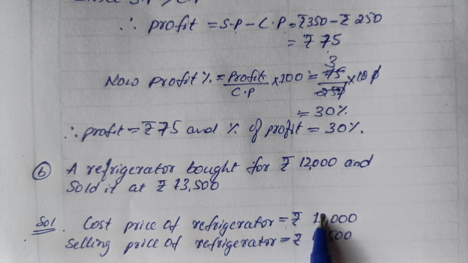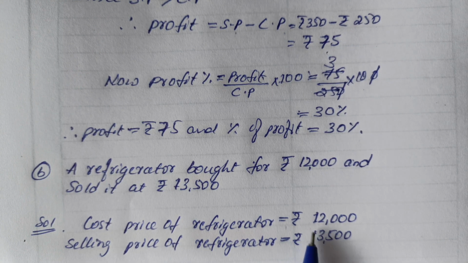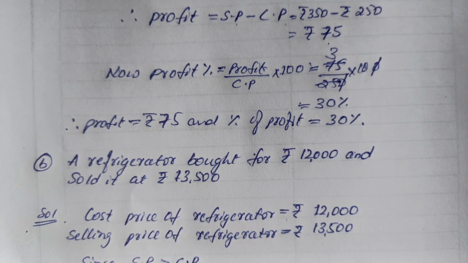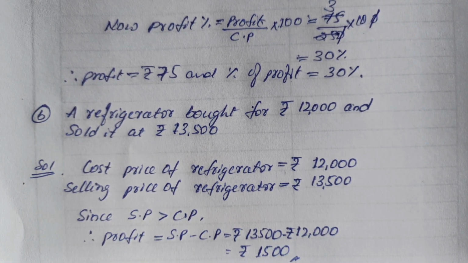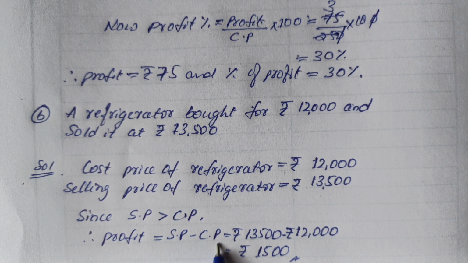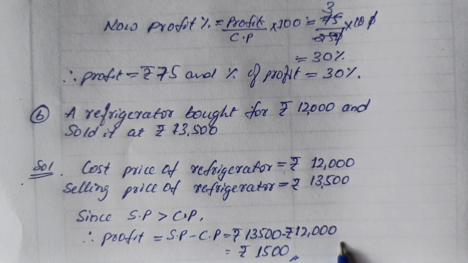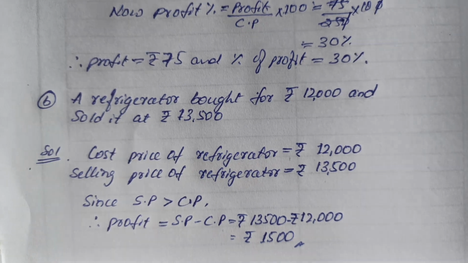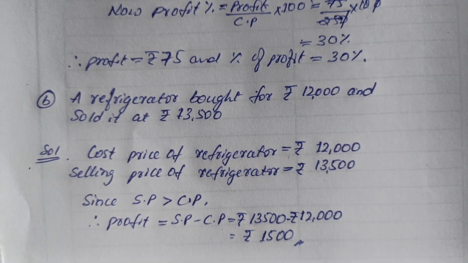Here if you look at, we bought it at 12,000 and we sold it at 13,500. So selling price is greater than cost price. Since we observed that selling price is greater than cost price, therefore profit is equal to selling price minus cost price. That is equal to 13,500 minus rupees 12,000. So we get rupees 1,500. So this is the profit.